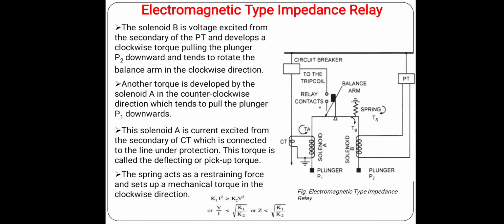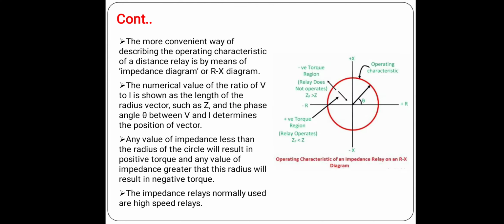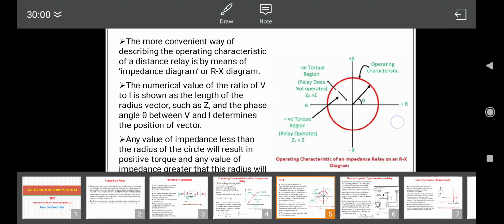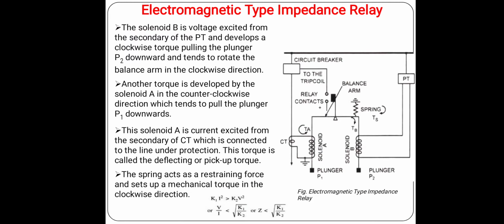The pull of the solenoid, that is the current element, is proportional to I square, and that due to solenoid B is proportional to V square. So the relay will operate when the condition K1 I square is greater than K2 V square occurs. That means this is the torque TA, this is the torque TB. When torque TA is greater than torque TB, then the relay must operate. Here we simplify this mathematical equation, and we obtain the condition that Z is less than root under K1 by K2, which is the condition of the impedance relay. That means when this condition occurs, the relay will operate.